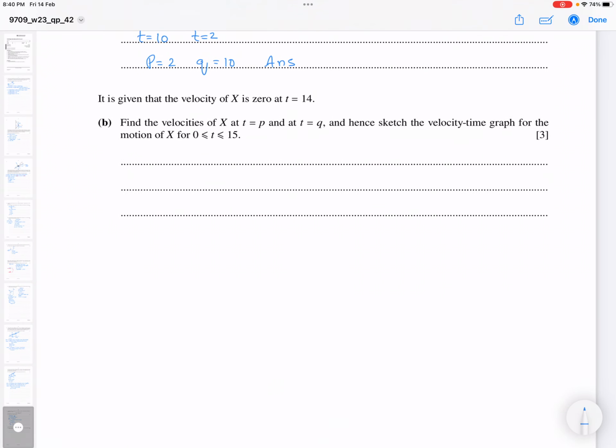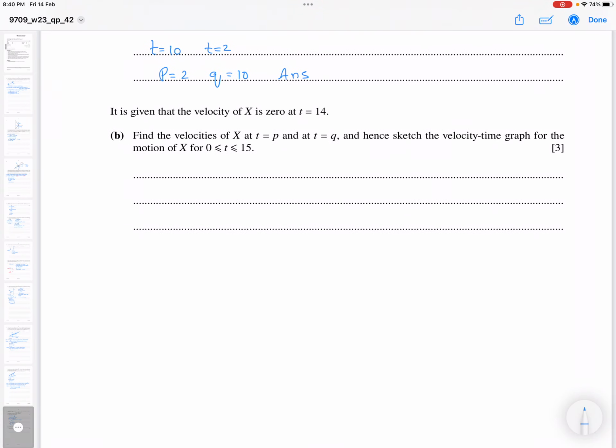Okay, when t is equal to 2, you put this value of 2 in the velocity equation. 2 cube plus 1.8 times 2 square minus 6 times 2 plus 5.6. This gives you 0.